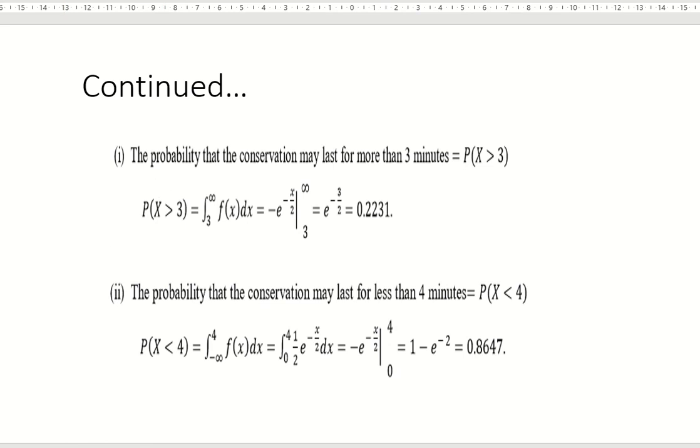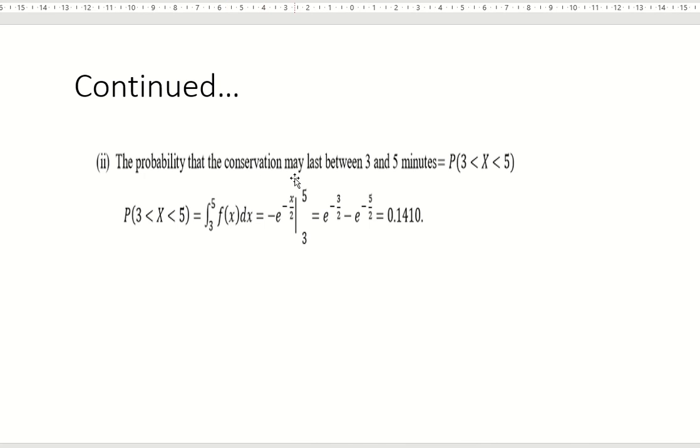Okay, now let us move to the last option. What is given? The third one: the probability that the conversation may last between 3 and 5. In this case there is no need to bother; lower limit 3 and upper limit 5 are already given. That is P of 3 less than x less than 5, the integral from 3 to 5 of f(x) dx. But what is the antiderivative here? Minus e power minus x by 2, right? Because 1 by 2 gets cancelled. Now apply upper limit minus lower limit. So you will get e power minus 5 by 2 with the negative sign, minus of minus means plus e power minus 3 by 2. If you simplify, you will get 0.1410 as the solution.